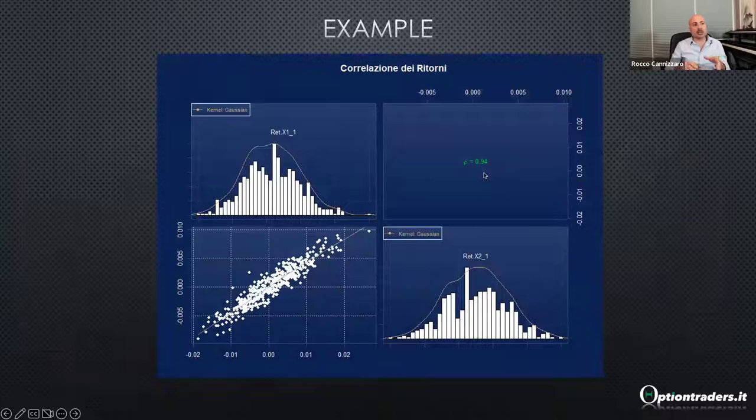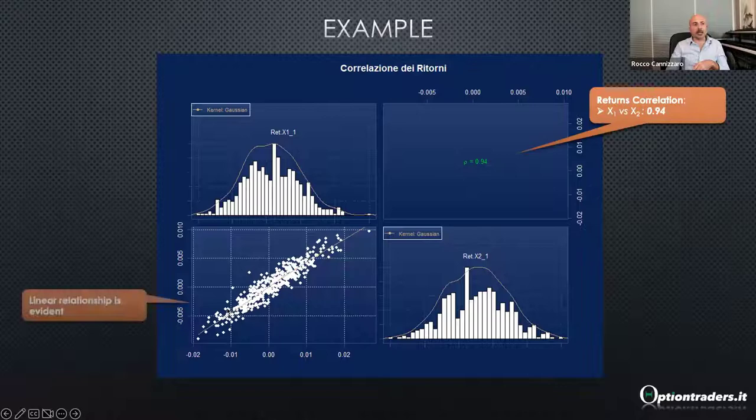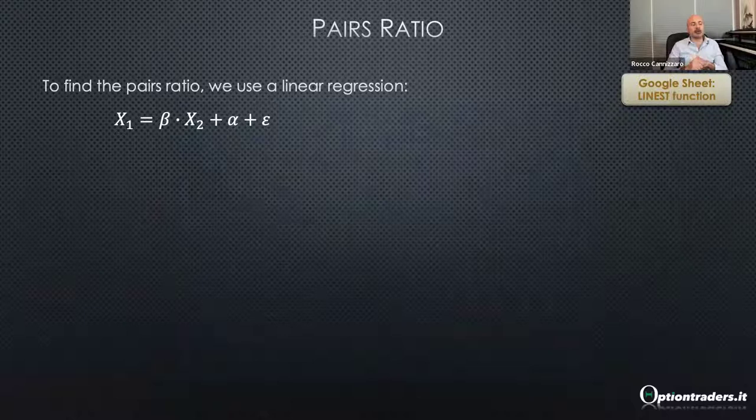First of all, let me show you the correlation. The first thing we do is calculate the correlation, and we find that the correlation coefficient is 0.94, which means that these two assets are pretty highly correlated. Also, if you look at the relationship diagram at the bottom, we can see that they're basically on a straight line. Next, we do a linear regression to find the relationship, the ratio between the two. This is what we call the pair ratio.